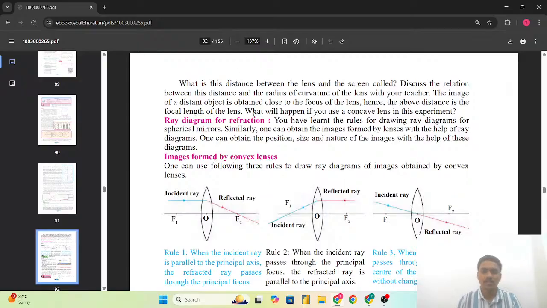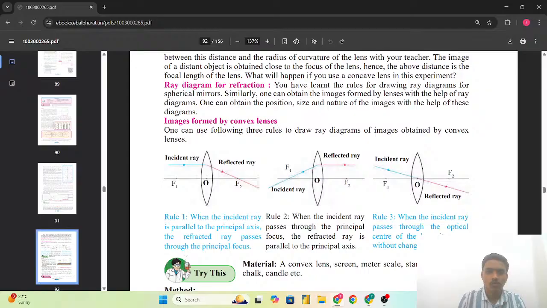One can obtain the position, size, and nature of the images with the help of these diagrams. So what are ray diagrams? Basically, we change the position of the lens and obtain images by placing the lens at different points. Images formed by convex lenses: one can use the following three rules to draw a ray diagram of the images obtained by convex lenses. On hearing convex lens, we should remember that the convex lens is the converging lens, where the rays converge at a particular point.